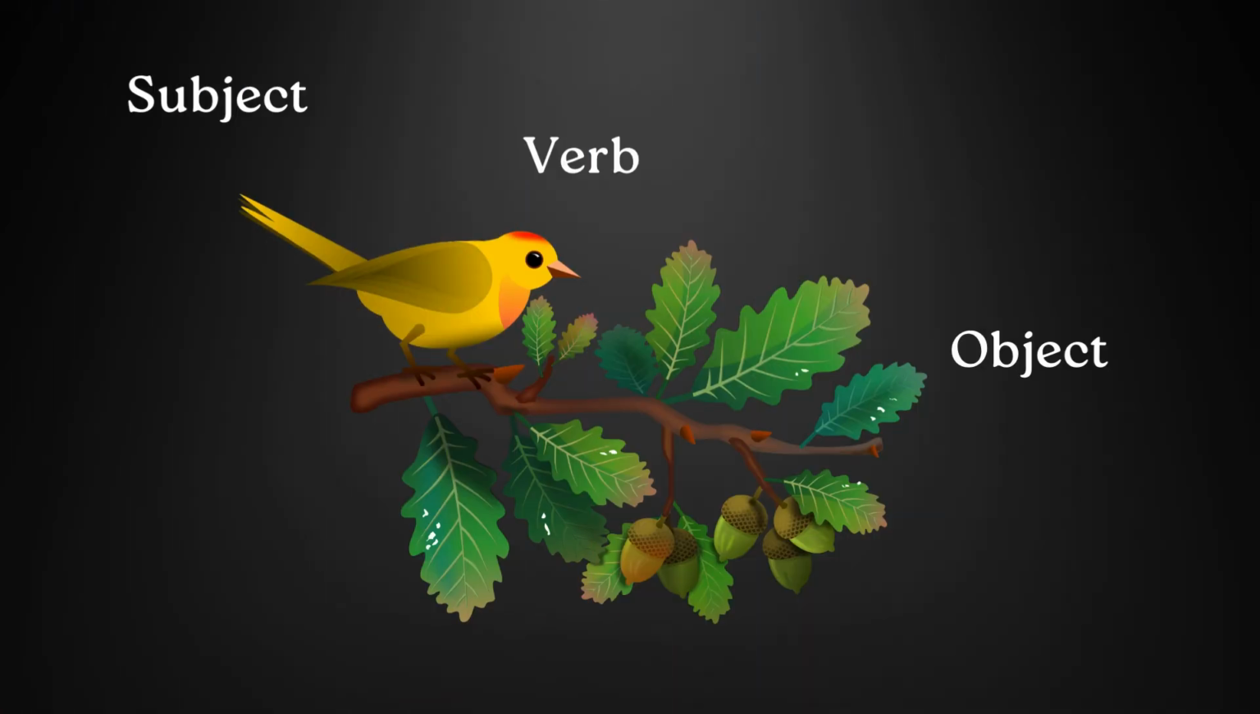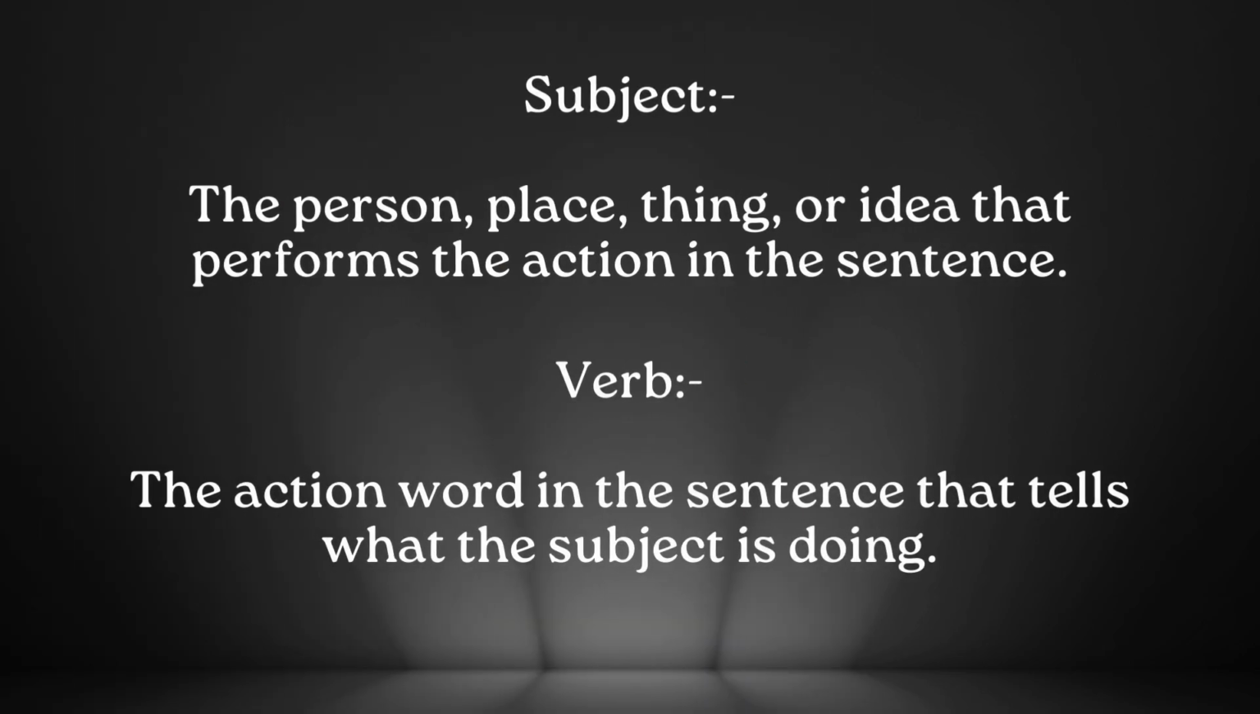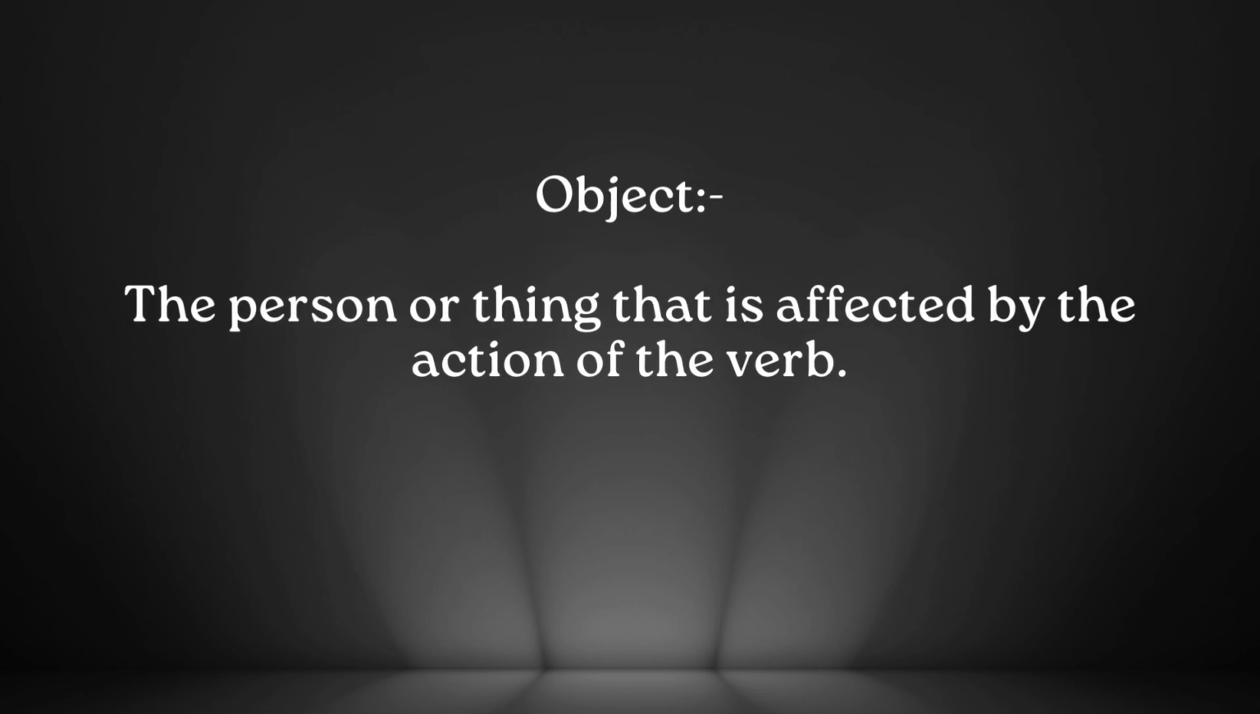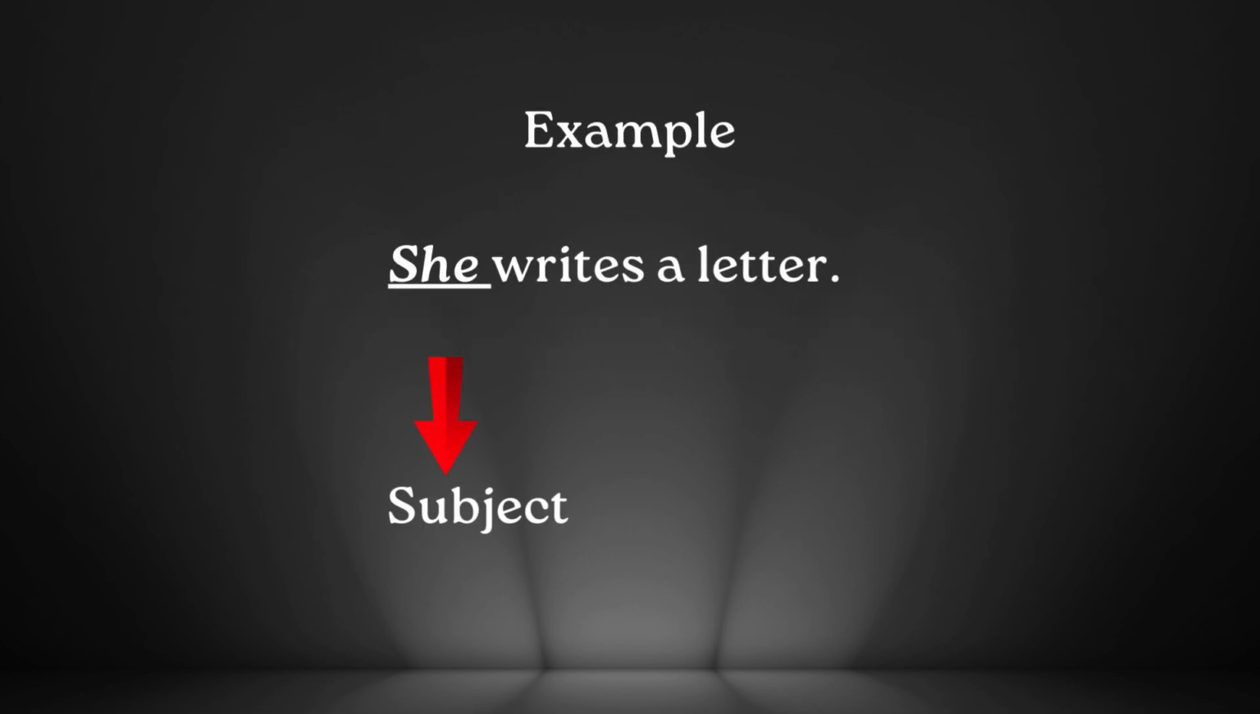Every sentence is like a small, complete story. It has 3 main parts: a subject, a verb, and an object. Let's take a simple sentence. She writes a letter. Here, she is our subject.